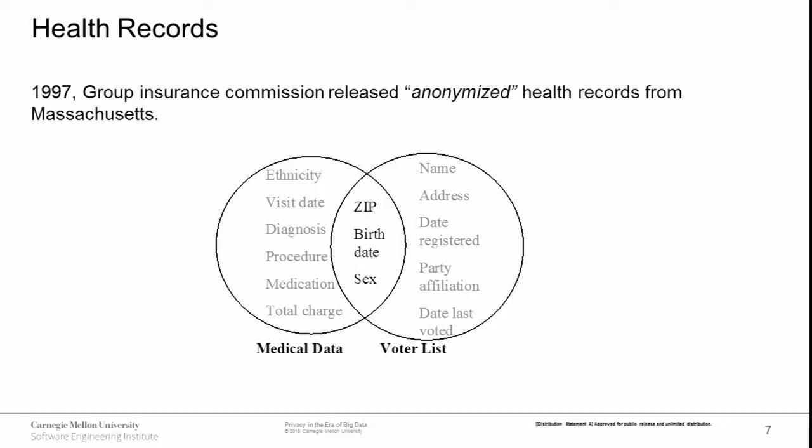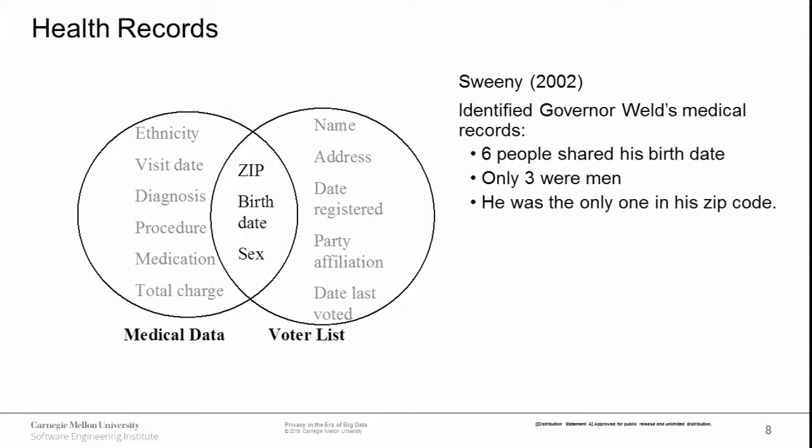Well, okay, so in 1997, the Group Insurance Commission released anonymized health records from Massachusetts. We're going to release them out into the world and let everybody do their data analysis, and we're going to learn all kinds of new things. And so they deleted what they thought was all the identifiable information from it. Now, a clever researcher took the medical data and the voter data, two separate databases, and was able to match up records using zip code, birth date, and gender. And they were able to pull out the governor. They focused on the governor because he's already a political figure, and sometimes they release their medical records already. But only 6 people shared the birth date, only 3 of them were men, and he was the only one in his zip code. So now we have his medical data.